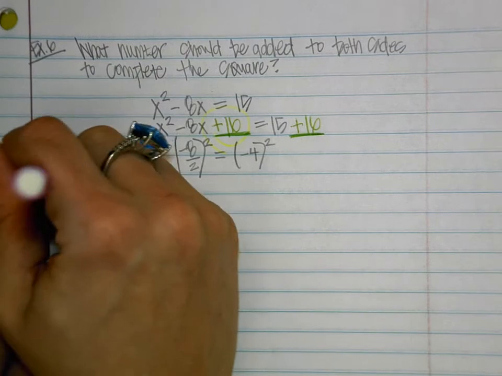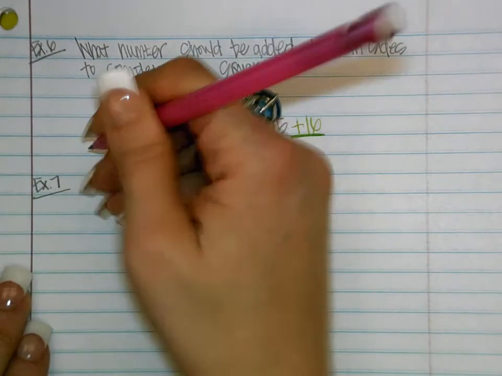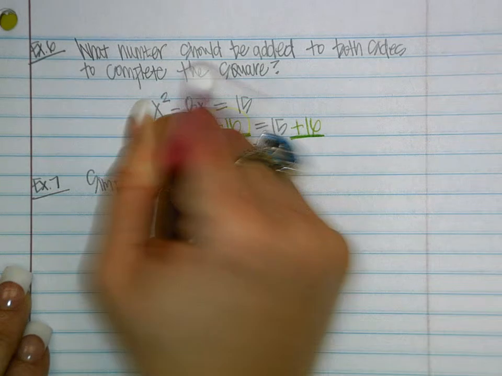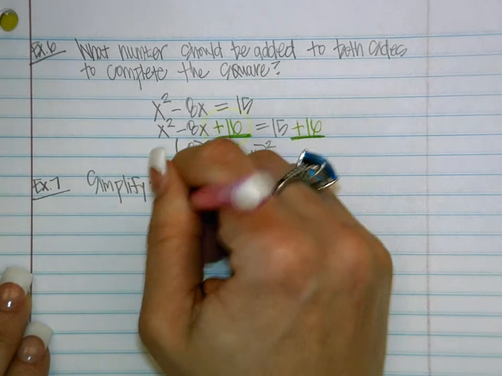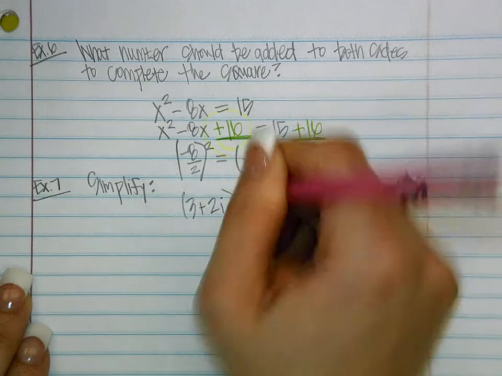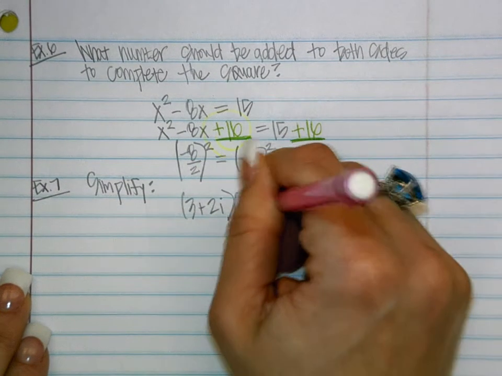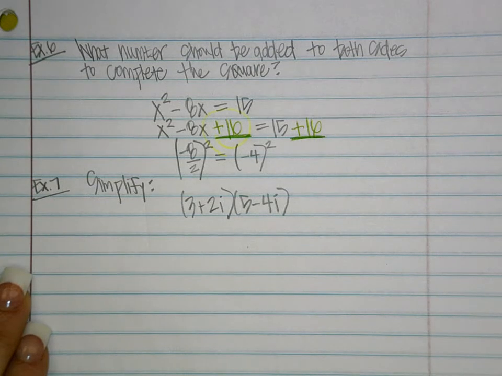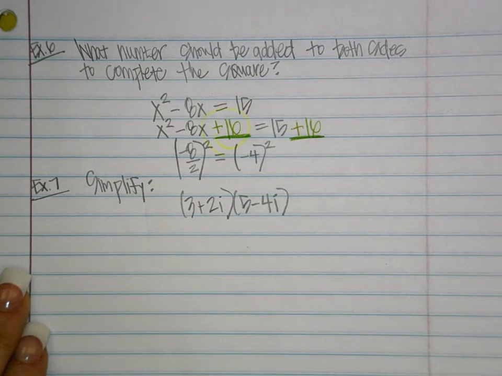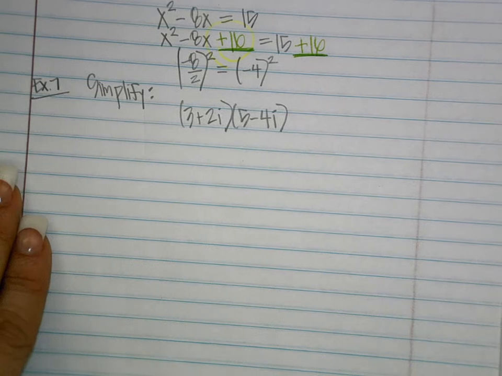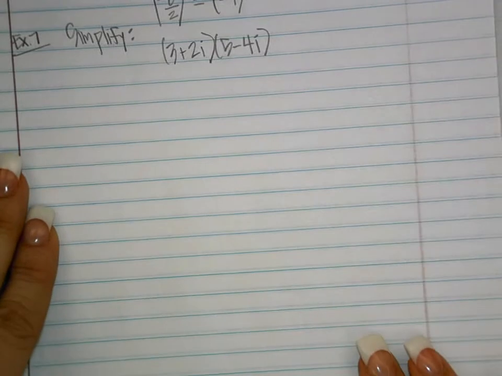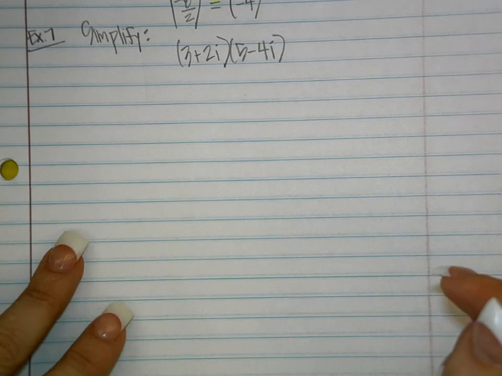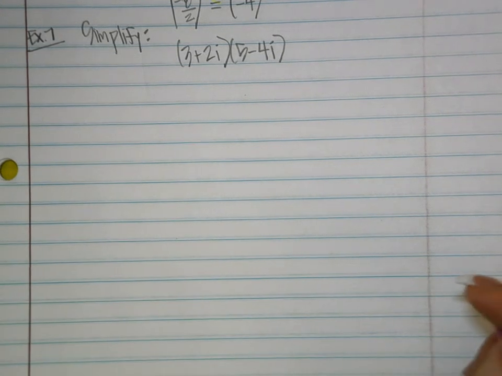Next one, number 7. Again, we're going to simplify. Simplify, let's try 3 plus 2i multiplied by 5 minus 4i. This is really just a what kind of problem?